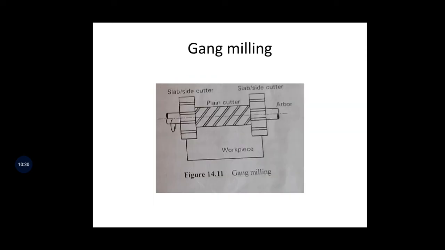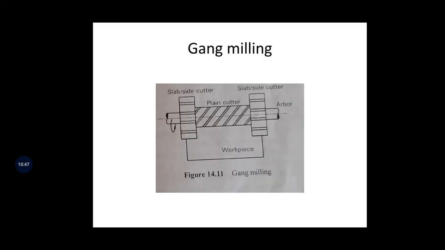Next, the last one is called a gang milling operation. In gang milling, there are more than two milling cutters that can be fixed. Here you see the entire surface is being machined with the help of a plane cutter, a slab cutter, and the side milling cutters are there too.